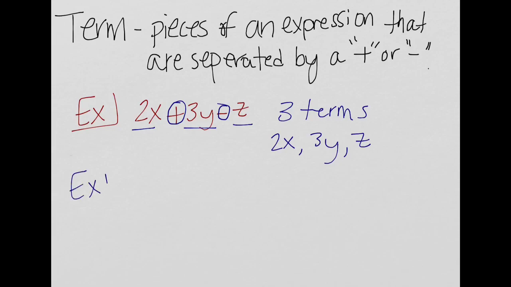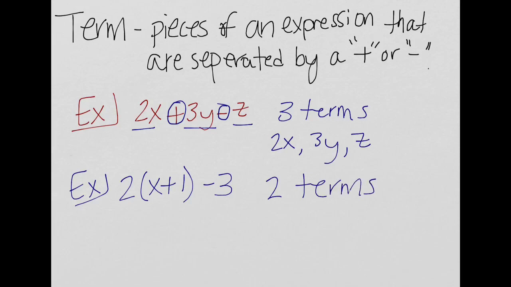So another example maybe would be 2(x plus 1) minus 3. Here, we only have 2 terms. Now some of you are like, well, there's a plus and a minus, and I agree with you, there's a plus and a minus. But what you need to consider is this whole thing is attached because it's 2 times that whole quantity. So this whole thing is 1 term, this 3 is another term. So right now you've just got 2 terms.